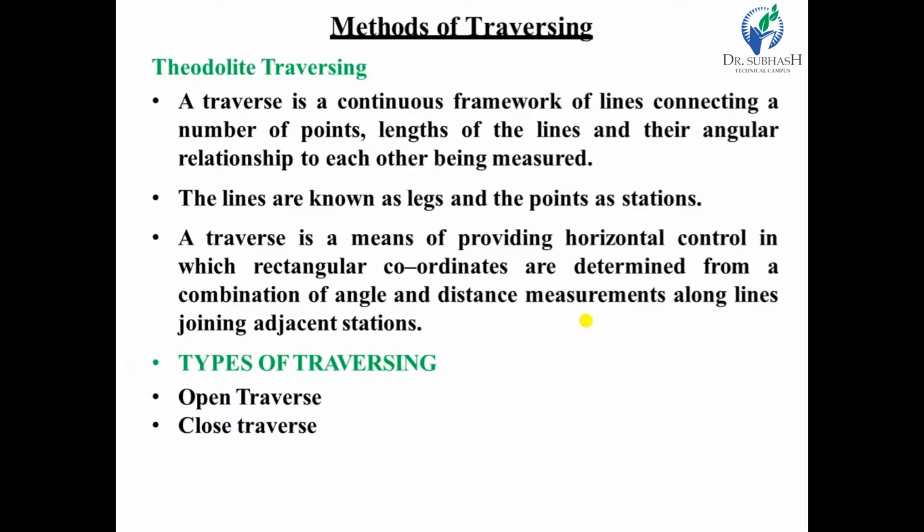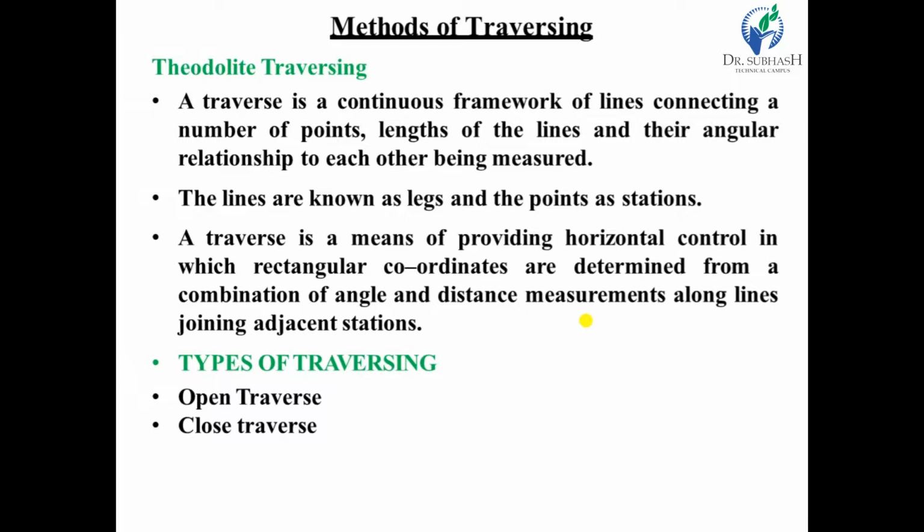Theodolite traversing. A traverse is a continuous framework of lines connected to a number of points. We can measure the lengths of the lines and their angular relationship to each other. The lines are known as legs and the points are known as stations.